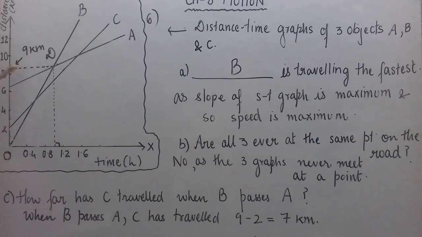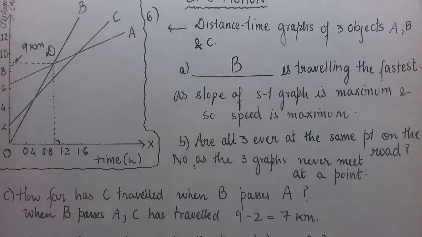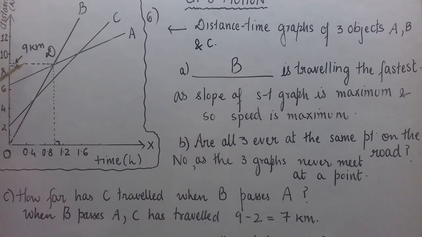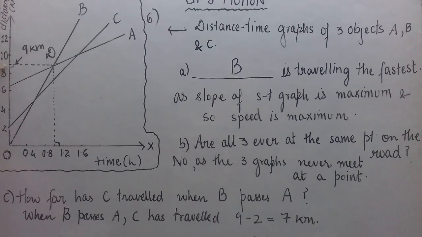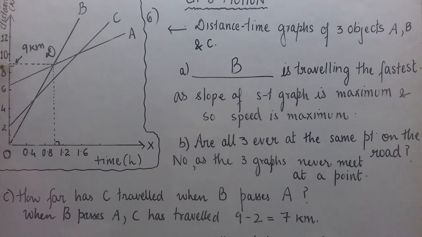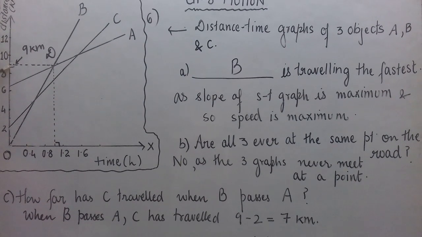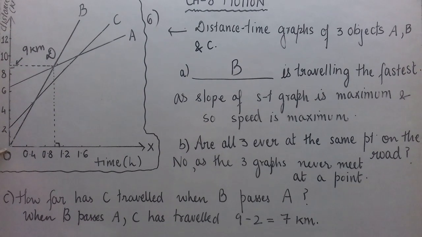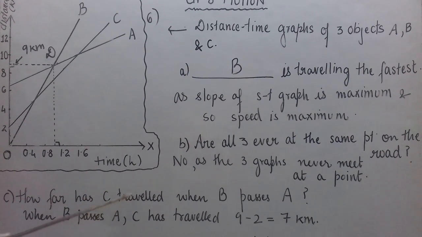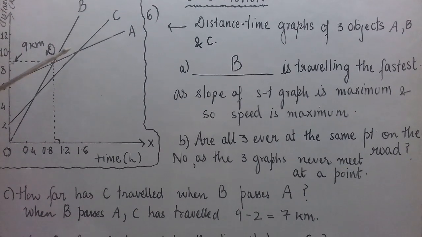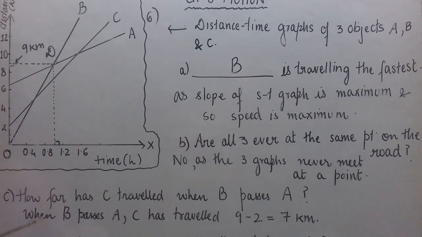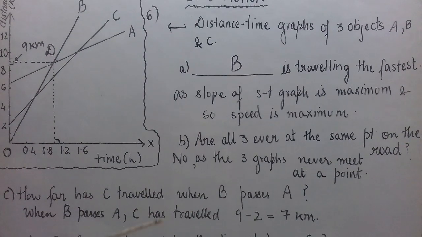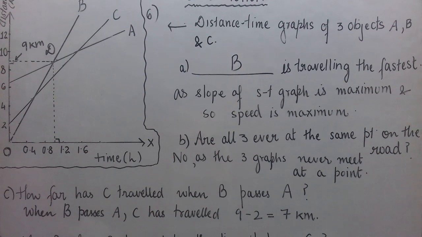Just wait 1 second. Sorry, the perpendicular was not drawn properly. It is actually 2 divisions above 8 and 1 division is 0.5. So 2 divisions above 8 means 9 kilometers. So when B passes A, they meet at a point which is 9 kilometers away from the origin. The question is, how far has C travelled then? C started from 2 kilometers away from origin. So 9 minus 2 is 7 kilometers. So when B passes A, C has travelled 7 kilometers.